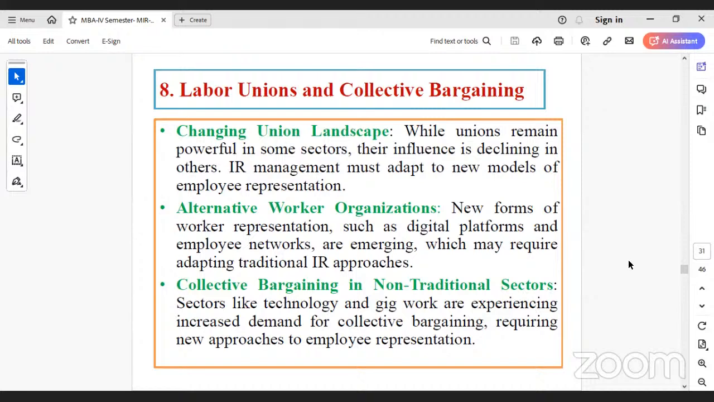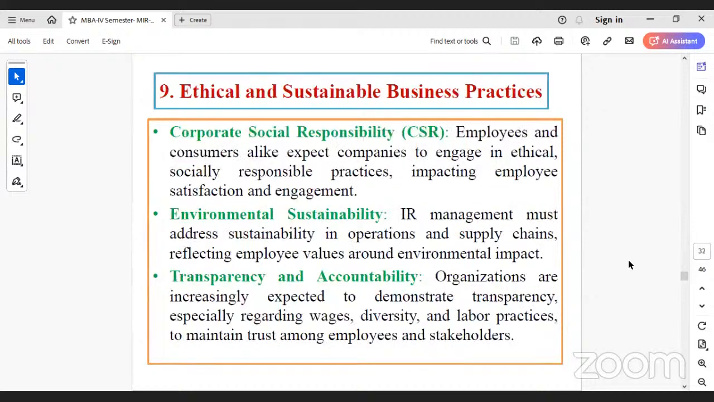So, alternative point of view. Ethical and sustainable business practices. Another part of the issues, the fourth point, is ethical and sustainable business. What is ethical? What is unethical?